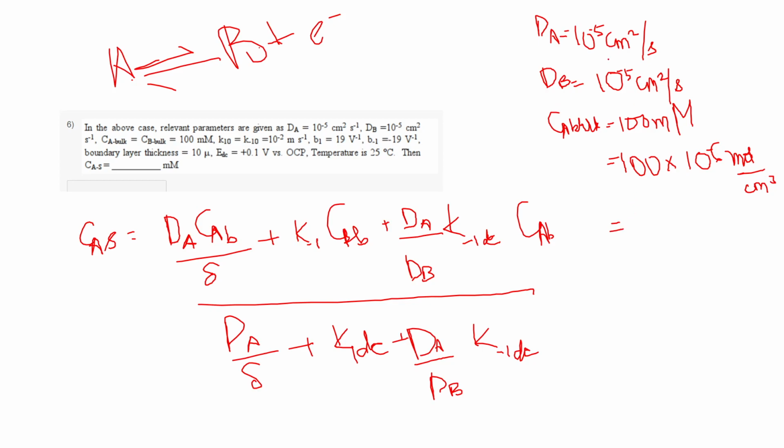So dA and dB are already in centimeters squared per second. I am converting Ca bulk and Cb bulk into mole per centimeter cube. So you have 100 millimolar. That is 10 to the power minus 6 mole per centimeter cube. I'll just simplify and write as 10 to the power minus 4.